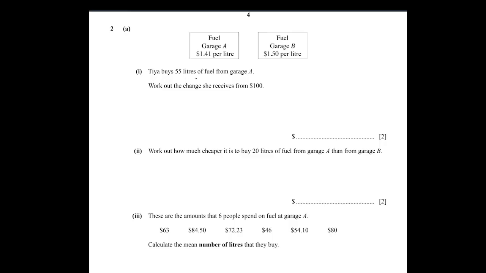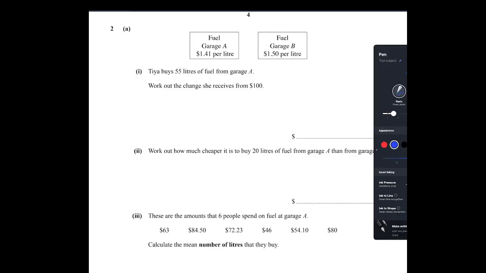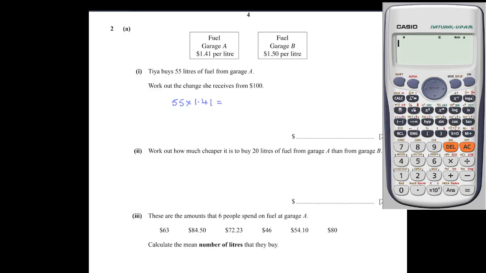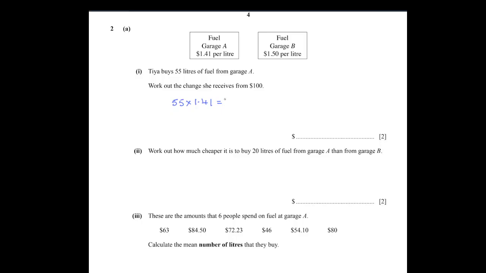Tia buys 55 liters of fuel from garage A. So, she bought from garage A. How many liters? 55 liters. Work out the change she receives from $100. So now first of all, we'll find out how much it cost her. So 55 multiplied by 1.41. You do this in the calculator. 1.41 times 55 is 77.55. So for her it cost $77.55.